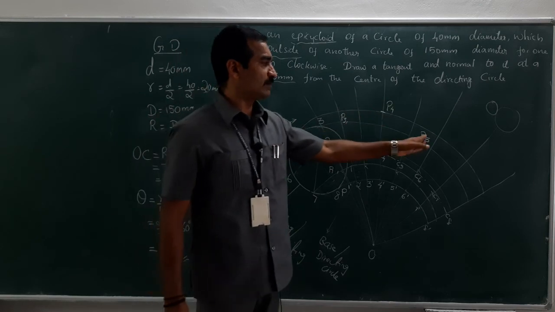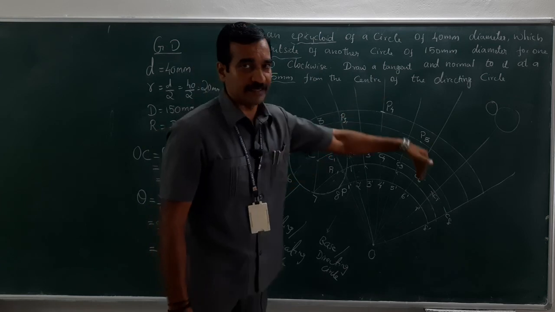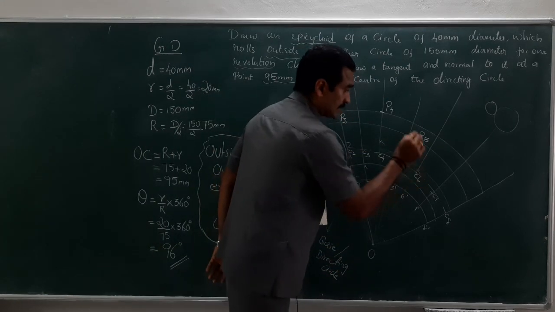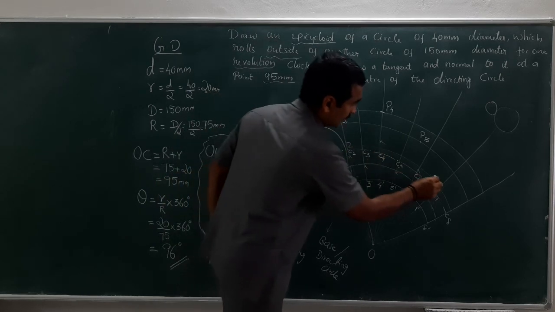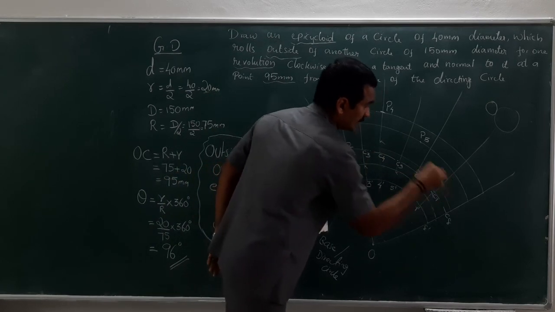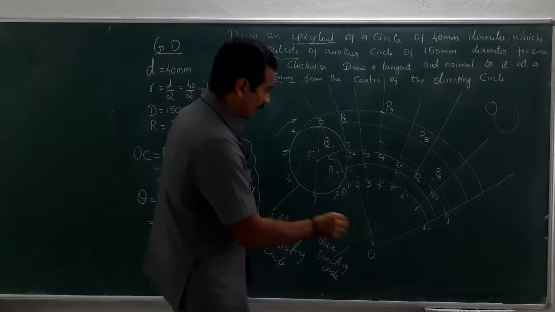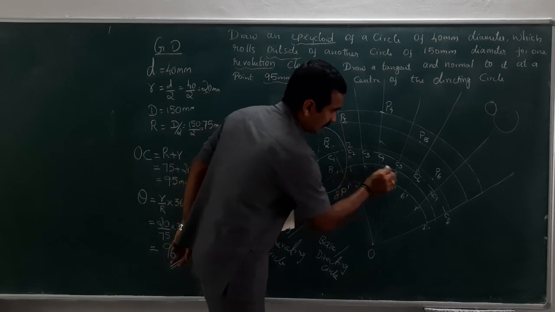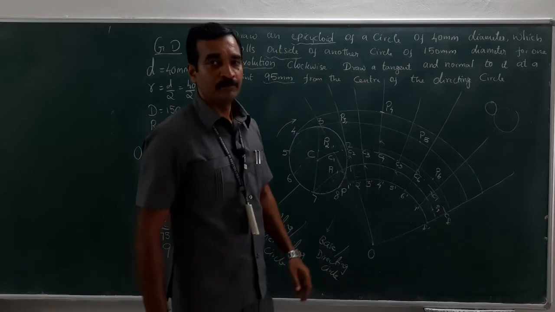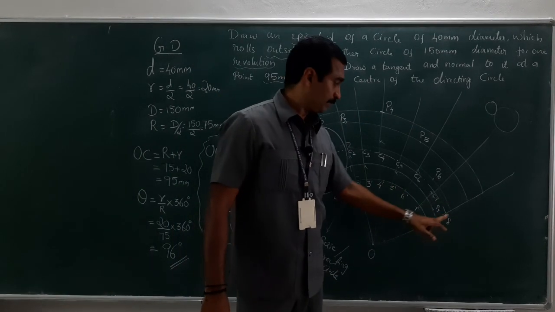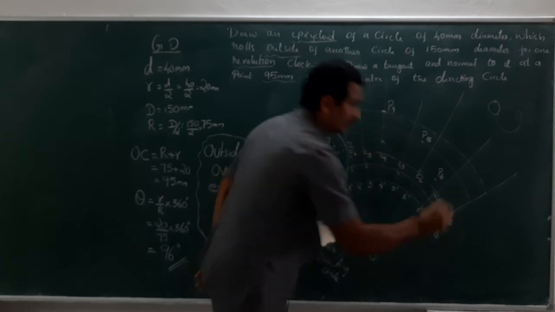P is nothing but a point, right? This is the point which this particular rolling circle is tracing. So C6 as center, cut an arc on line 6. Where is 6? Somewhere here. This could be P6. Now C7 as center, cut an arc on line 7. Line 7 is somewhere here. So this could be P7. C8 as center, cut an arc on line 8. So this could be point 8.